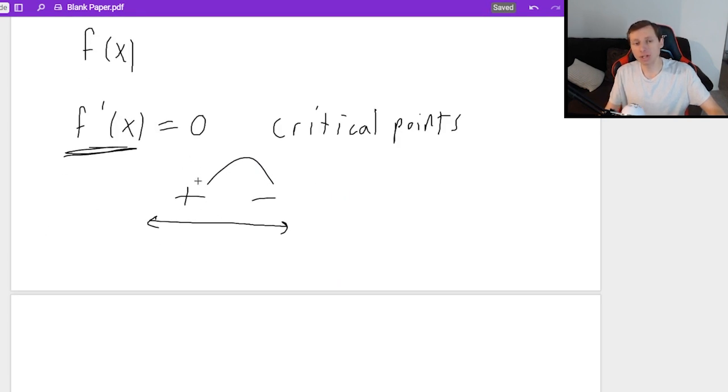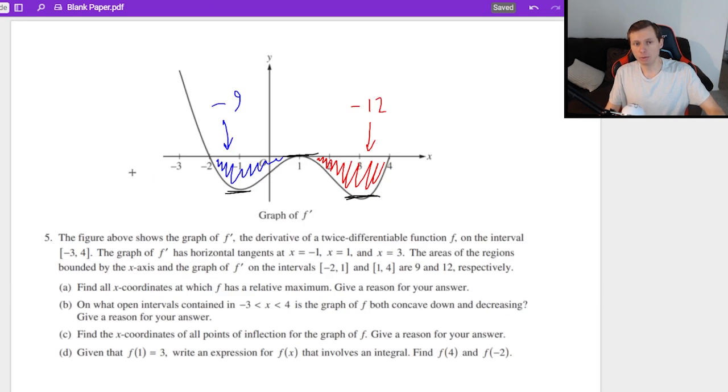I want to be very clear with you. This is not the slope. If you try and find where the slope is 0 here, you will be incorrect. Why is that? Because the slope of this would be f double prime of x. So don't look at the slope. Look at the y value.